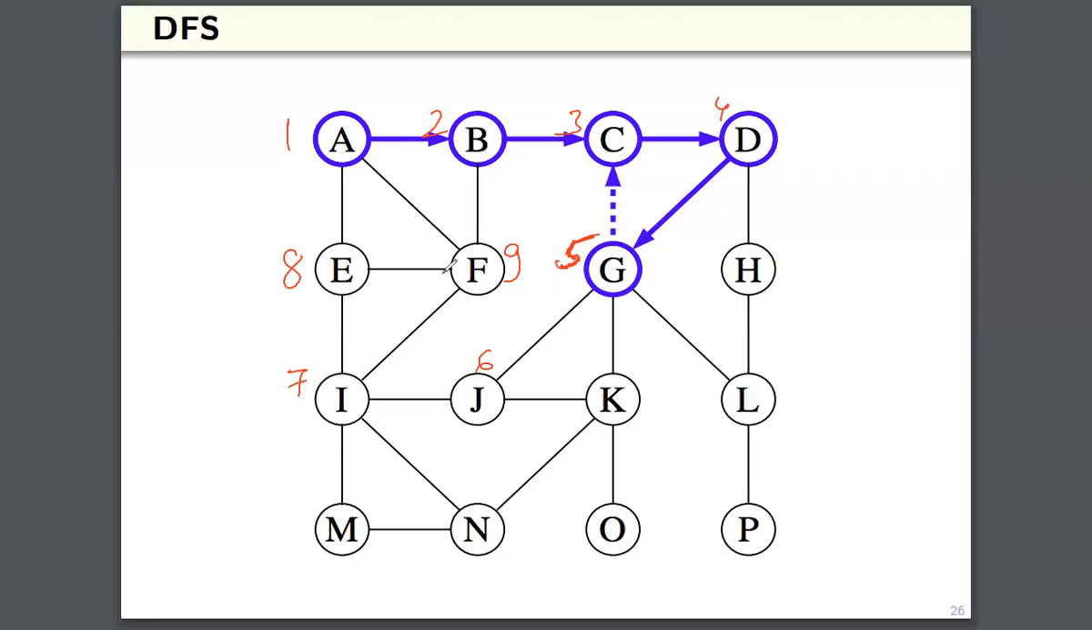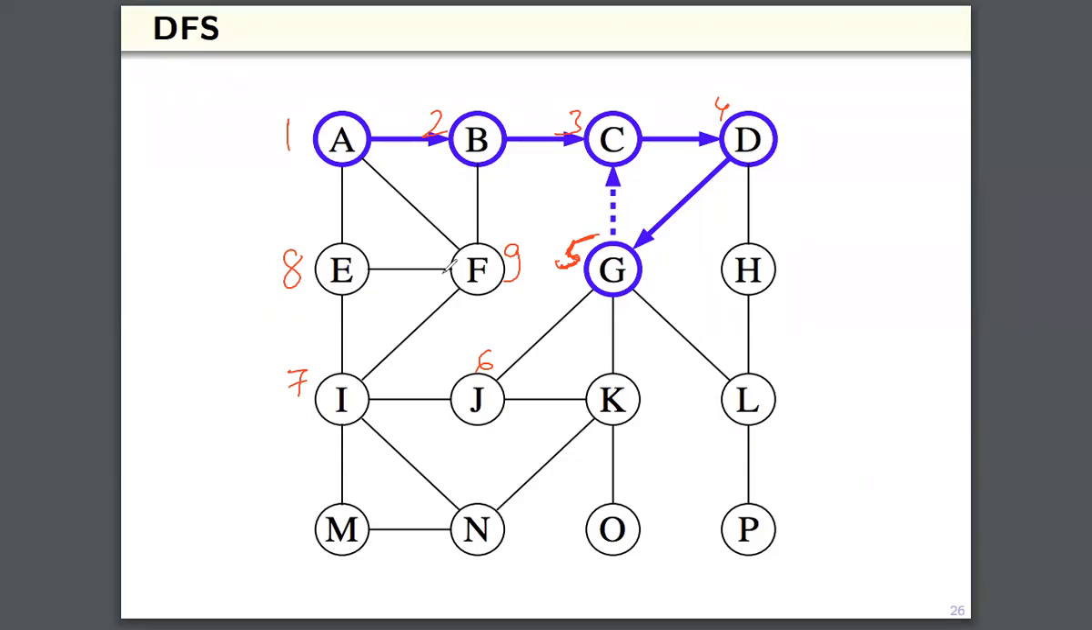Now check if there is any neighbor of E that is unvisited. Neighbor or children, both are the same here, because you're trying to expand. Is there any neighbor or children of E that is unvisited? No. So what happens now? Then you go back to I, its parent. The program control goes to its parent node, that is I.